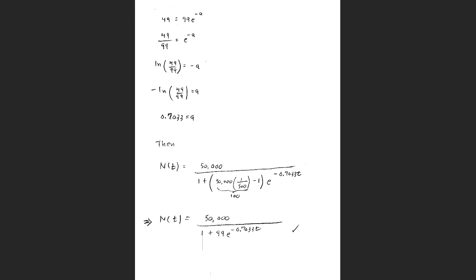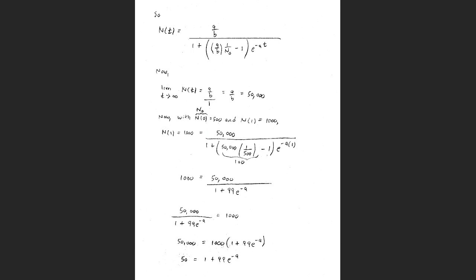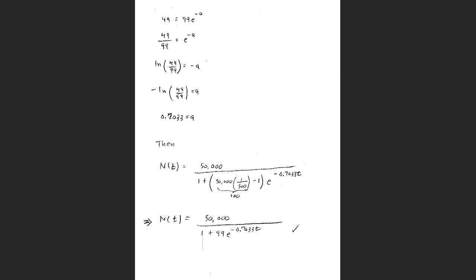Okay, well, so now, of course, incidentally, going back to the previous page, I'm going to subtract 1 from both sides. And so I'll get 49 equals 99 times e to the negative a. And I have to solve for a. Again, for a, you want to make sure that you have enough digits in your answer. And now I figure out that a is 0.7033.